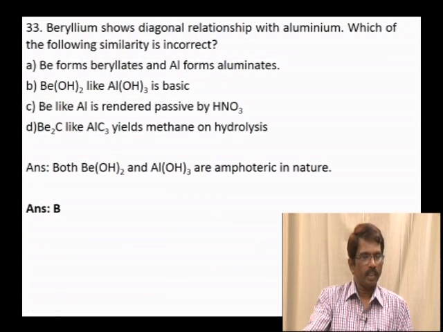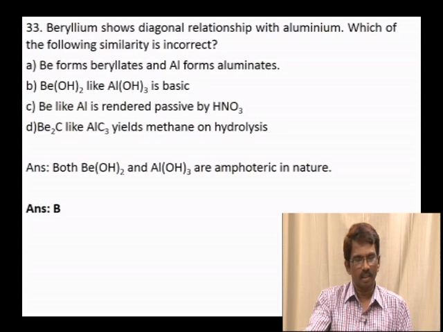Question number 33, beryllium shows diagonal relationship with aluminium. Which of the following similarities is incorrect? The diagonal relationship is the similarity in the properties of elements of the second period with those elements placed diagonally opposite to them. Beryllium and aluminum is one such pair which exhibits diagonal relationship, and beryllium forms berylates and aluminum forms aluminates. That is one common phenomenon which is found with both beryllium and aluminum.